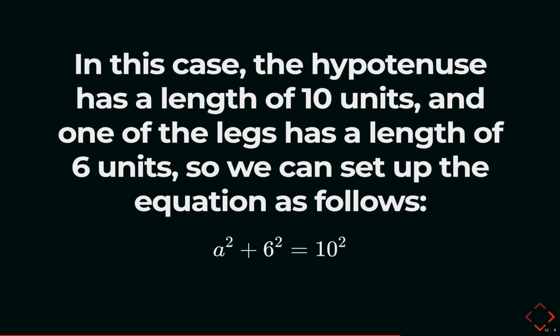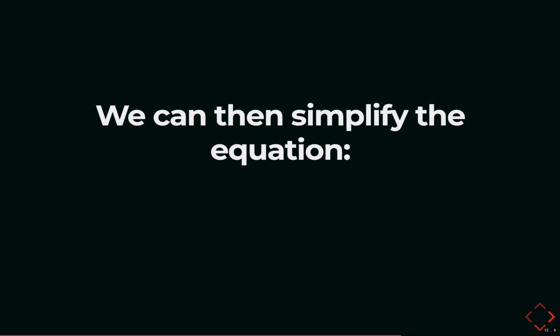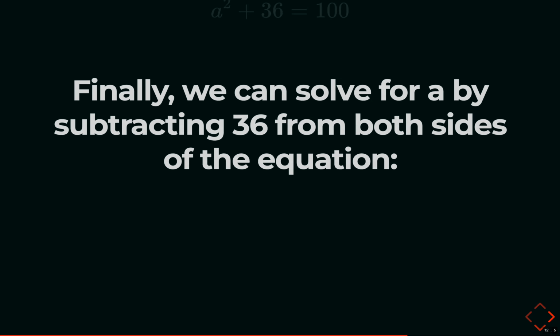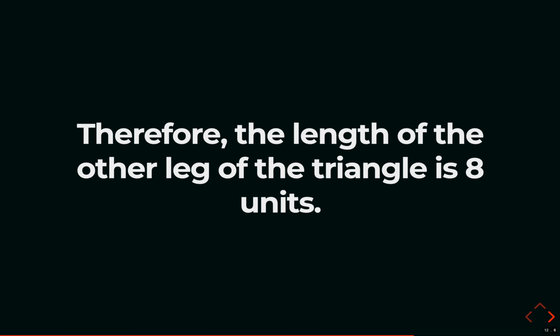A squared plus 6 squared equals 10 squared. We can then simplify the equation. A squared plus 36 equals 100. Finally, we can solve for A by subtracting 36 from both sides of the equation. A squared equals 64. A equals the square root of 64. A equals 8. Therefore, the length of the other leg of the triangle is 8 units.